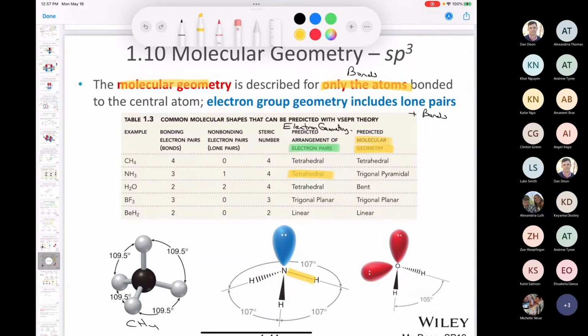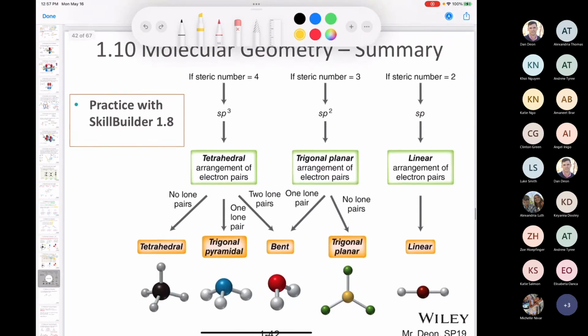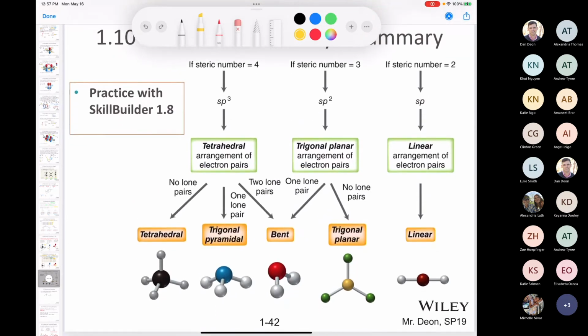If we go to water, water has 2 lone pairs and 2 bonds, which would give it a tetrahedral electron geometry. But again, the molecular geometry only considers the bonds, and so it has a bent molecular geometry. So make sure that you know the difference between molecular geometry and electron geometry. If you're wondering if I have this summarized anywhere, the answer is absolutely. Here is a summary of all the steric numbers, hybridizations, and their molecular geometries.